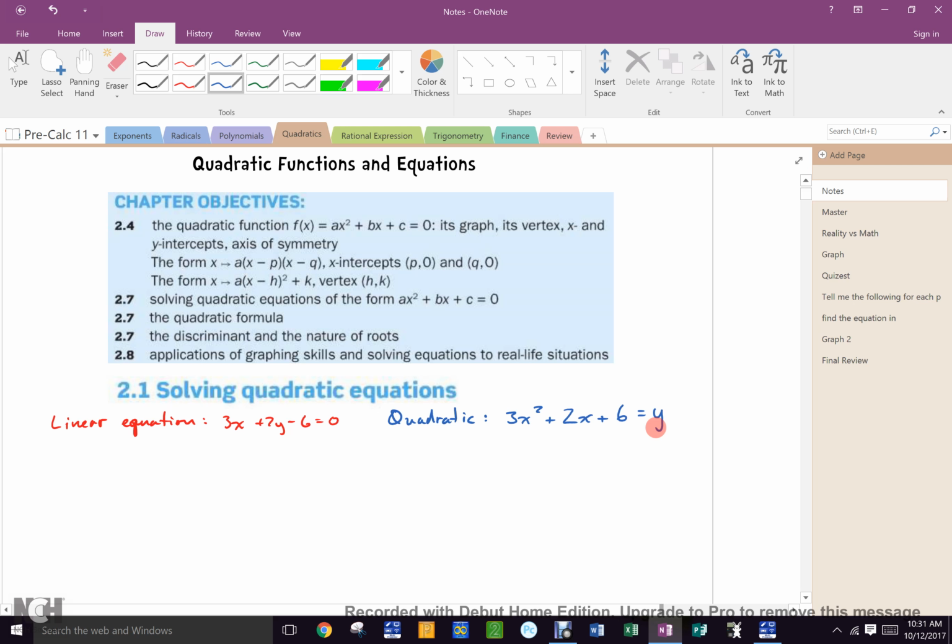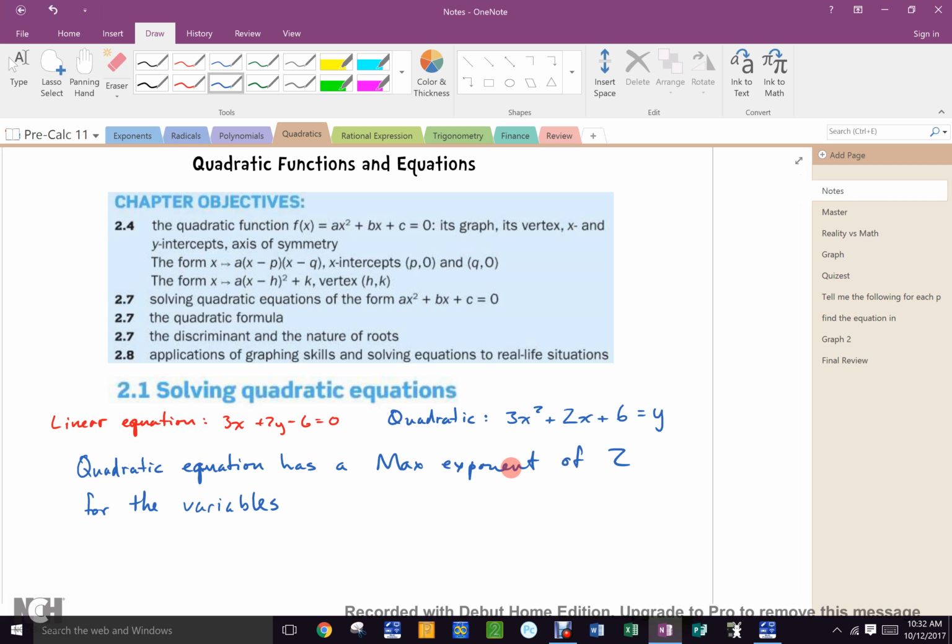There's an x squared term, yes? Okay? That is the definition of it. A quadratic equation has a max exponent value of 2 for the variables. Maximum exponent value. Everybody cool with that? All right.